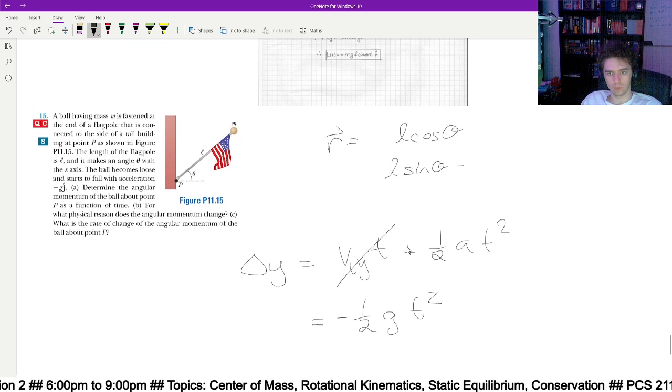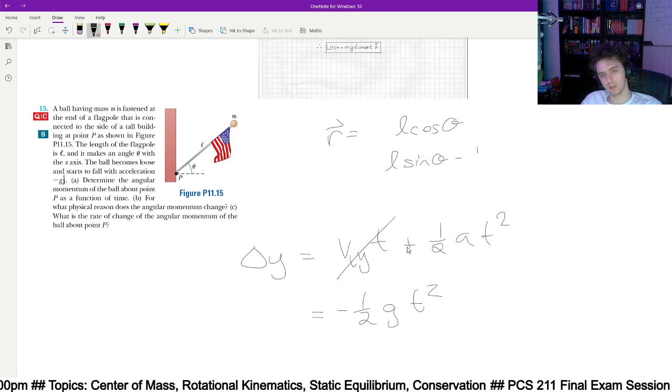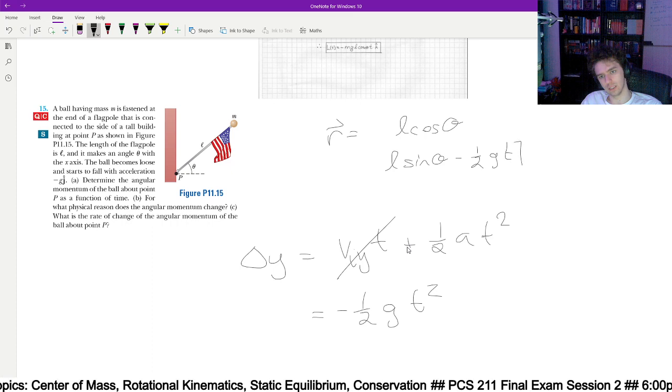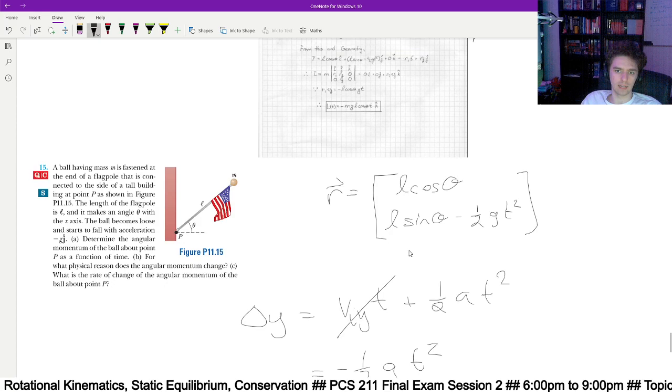So we're just adding delta y. So this is going to be minus 1/2 gt squared. Okay, so that's our radial vector. So we have that at least.